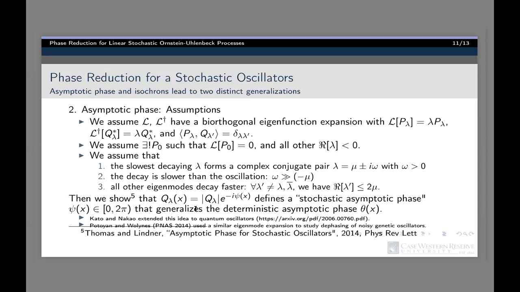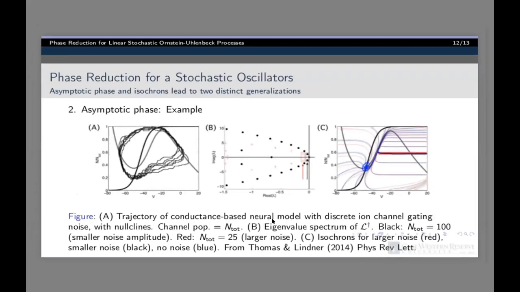So this is the idea that Kato and Akau have extended to what they call quantum oscillators, which is fascinating. And it's also been used, a similar construction was used by Peter Wolinez and David Podian for looking at dephasing of genetic oscillators. Okay, so there's some utility to this expression.